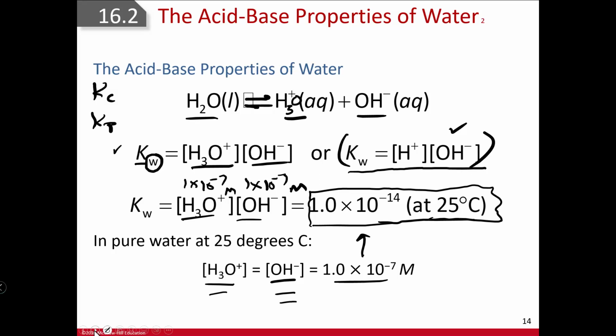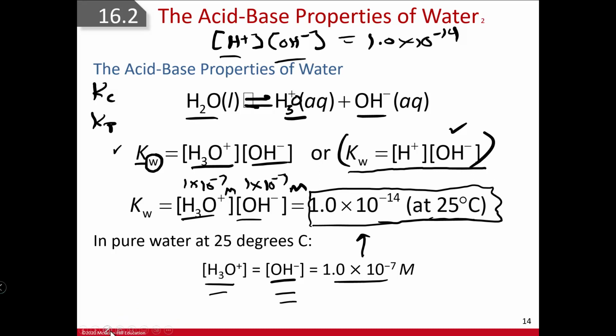You're going to be doing this a lot where you're going to say, I'm going to do the shorthand notation: the hydrogen ion concentration times the hydroxide ion concentration equals 1.0 times 10 to the negative 14th. And then I'm going to be solving for one or the other. Given one of these concentrations, I can solve for the other one. So that's where we're going with this.